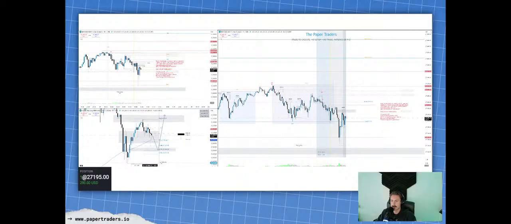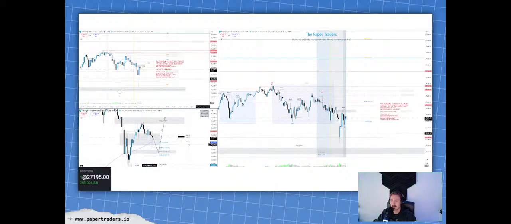Also, they could chop this thing around now with whatever they please, given that we have FOMC and those news dropping later. But let's see if that contract wants to give us some room to the upside there.